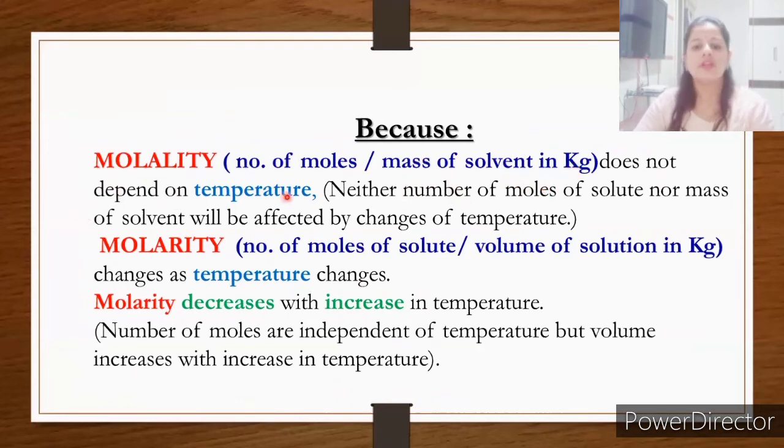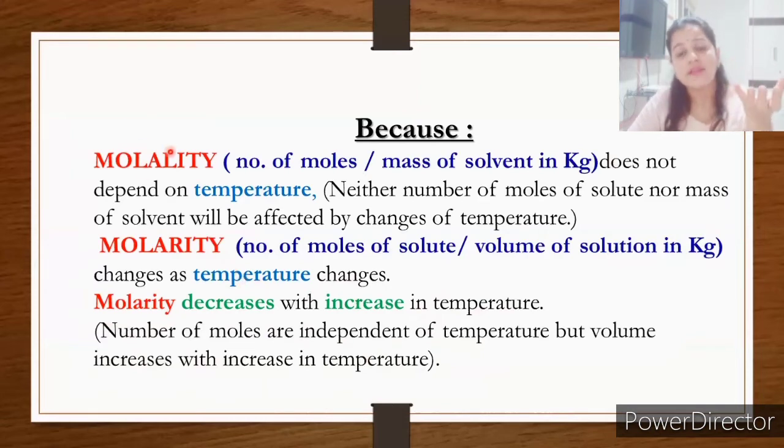Here again I have given the reason for it. Molality is the number of moles present per kg of solvent, and this molality does not depend on temperature. Neither the number of moles of solute nor the mass of the solvent will be affected by a change of temperature. Whereas molarity is the number of moles of solute present per volume of solution in liters. I have made a mistake over here, it should be liters. And this changes as the temperature changes. Molarity decreases with an increase in temperature. The number of moles is independent of temperature, but the volume increases with an increase in temperature.